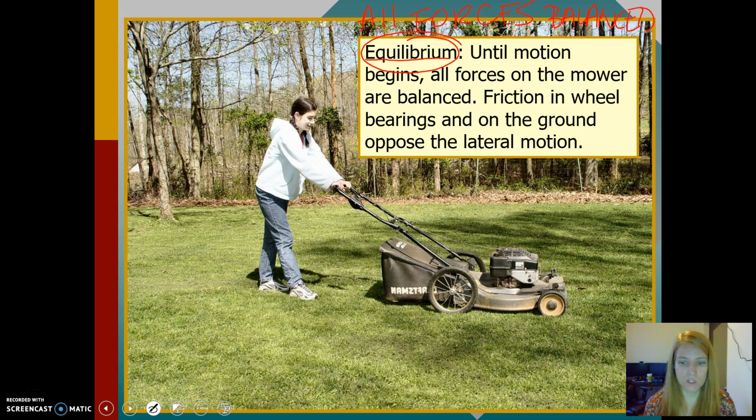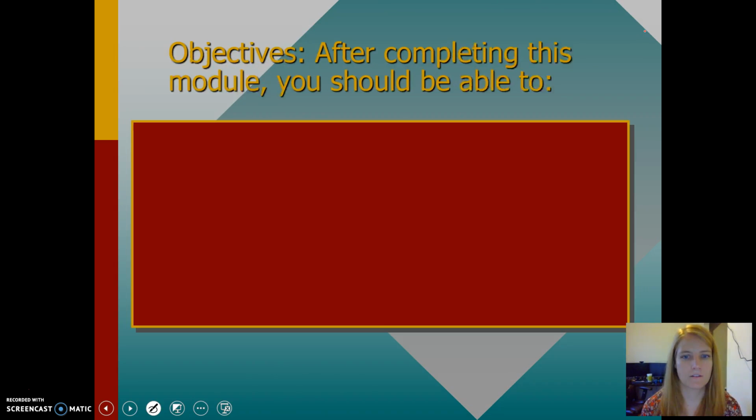So we do, however, have friction. Okay, so there's friction in those wheel bearings and friction between the wheels and the ground, and we're going to be talking about that as we go on today. Okay, so equilibrium, just know that that's where all forces are balanced.